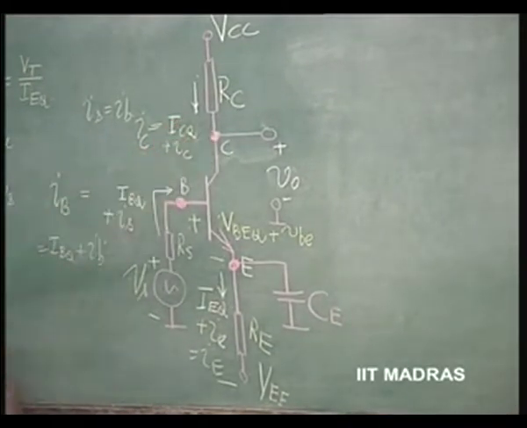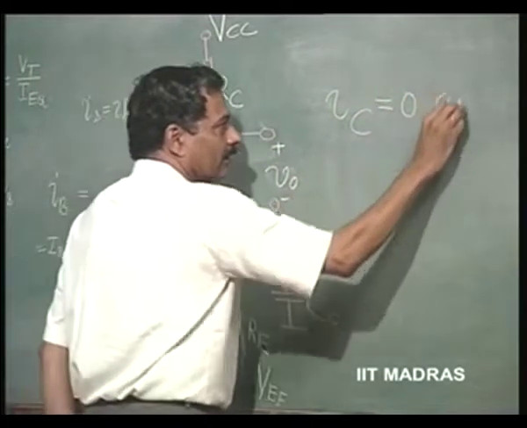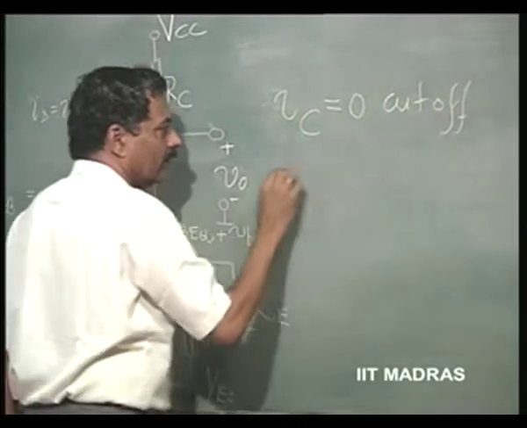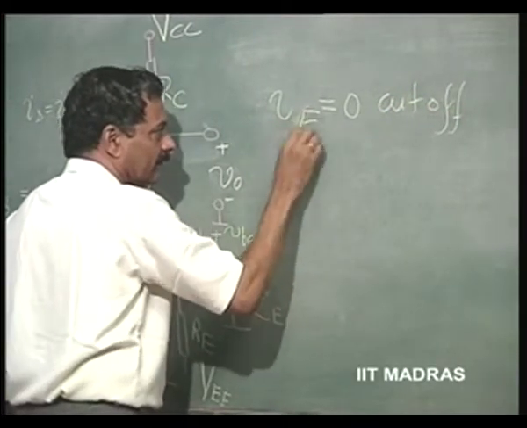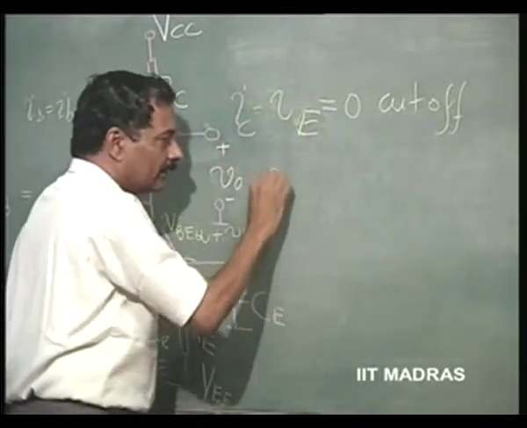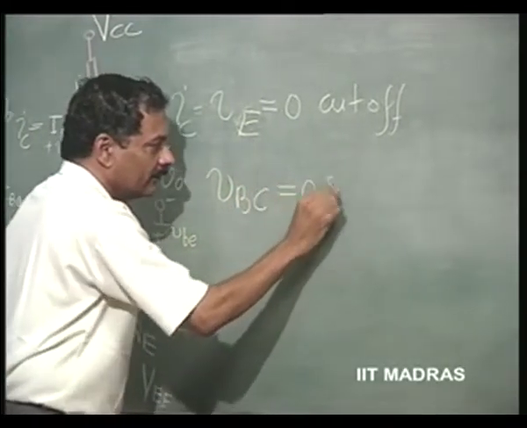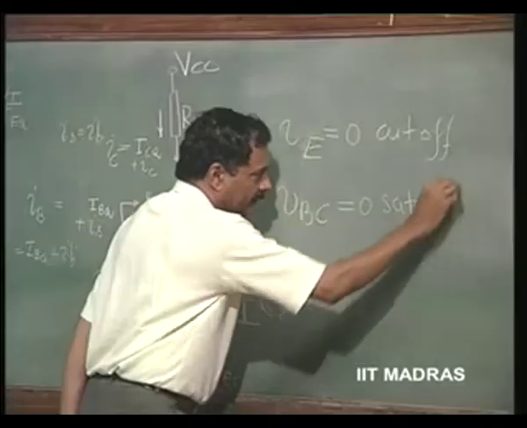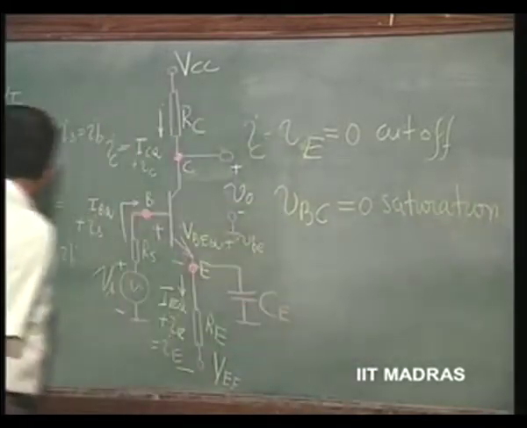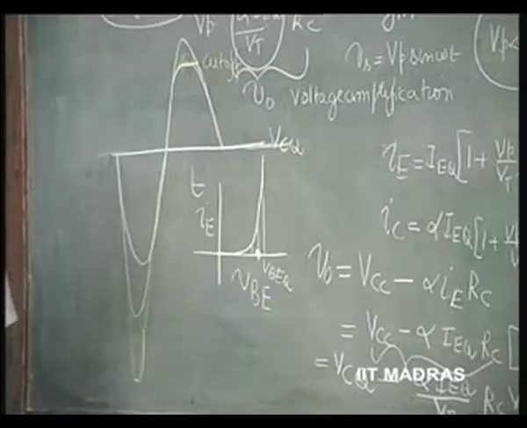So, instantaneous value of current IC equal to 0 is cutoff, or actually speaking IE equal to 0, IC equal to 0, all are the same. Instantaneous value of VBC equal to 0 is saturation. So, after saturation, the transistor is not in the active region.